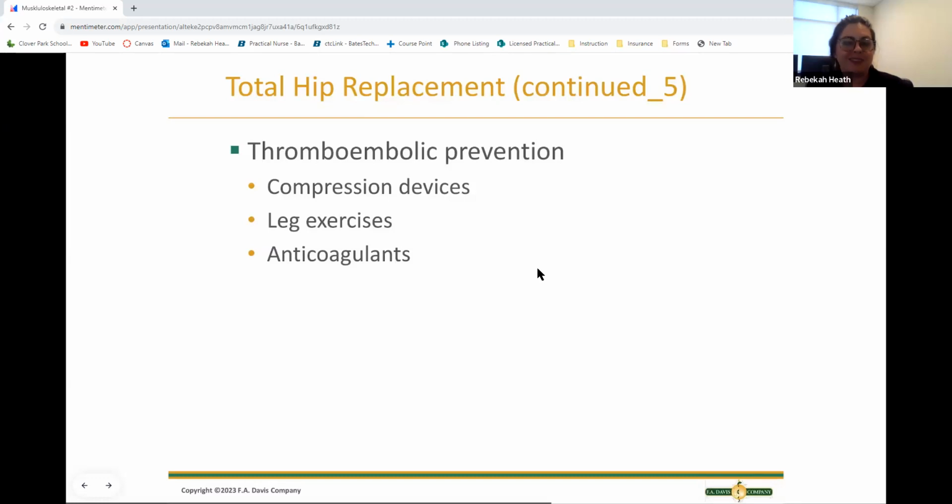Thromboembolic prevention, so blood clot prevention. We talked about just exercise. We might have a compression device. You guys have some sequential compression devices in the foundations lab that if you haven't worked with yet, you will.